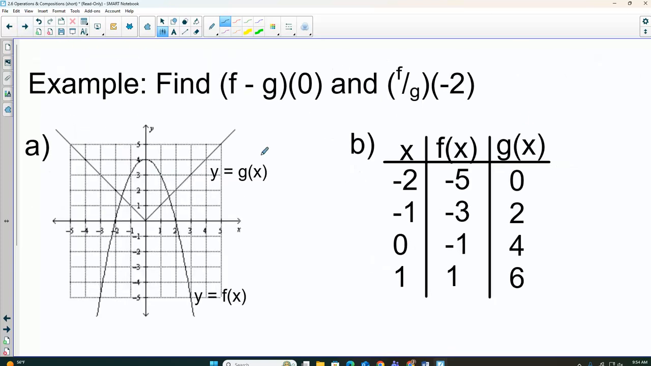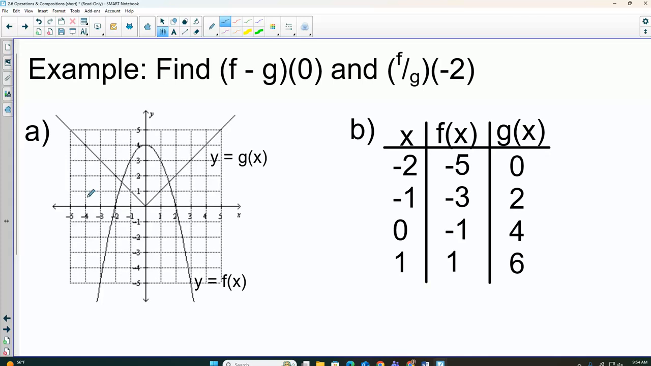I want to look at a couple where I'm not giving you an equation. So on A, I gave you two graphs. F of x is this upside down parabola, g of x looks like the V, the absolute value graph. If I said f minus g of 0, what that means is you have to find f of 0 minus g of 0. This is our x value. So when the x is 0, what is the y value of f? 4.